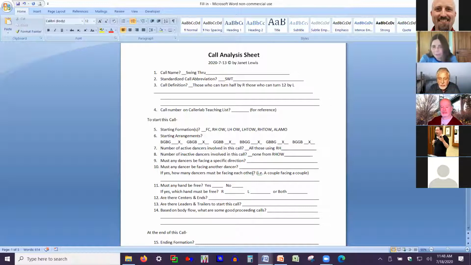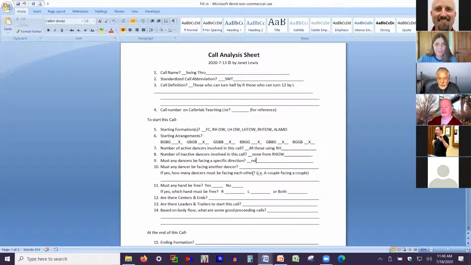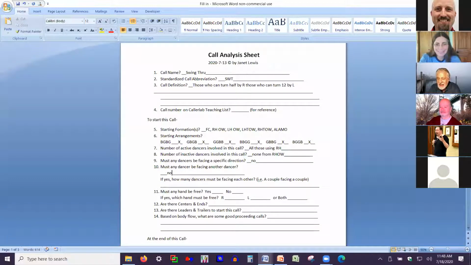Any comments? No, we don't have to be facing clockwise, or we can be kitty corner or whatever we want, as long as we're facing another couple. This says a specific direction. Must any dancers be facing one another? Yes, no? Wake up, volunteers. I think they're all quiet. Carol's shaking her head no. We can use that.